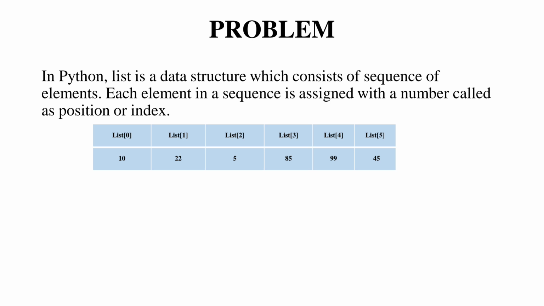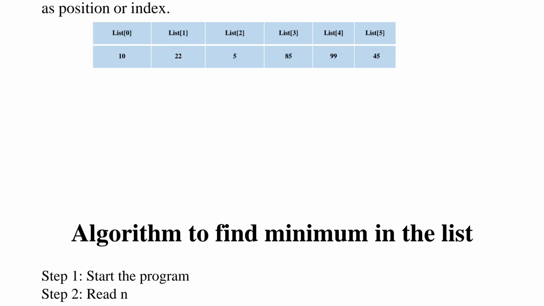Here I have taken a list of numbers. The list consists of 6 numbers, with indices from 0 to 5. The numbers are 10, 22, 5, 85, 99, 45, and my list name is list. Each element we need to compare with all the remaining numbers. Here list of 2 holds the minimum number, that is 5, out of all the numbers. We need to identify that with the help of the following algorithm.